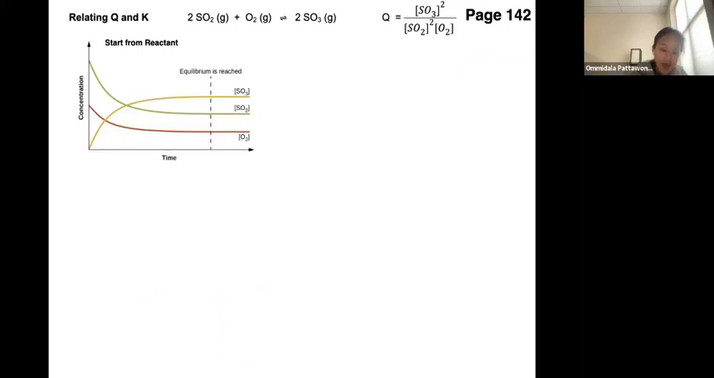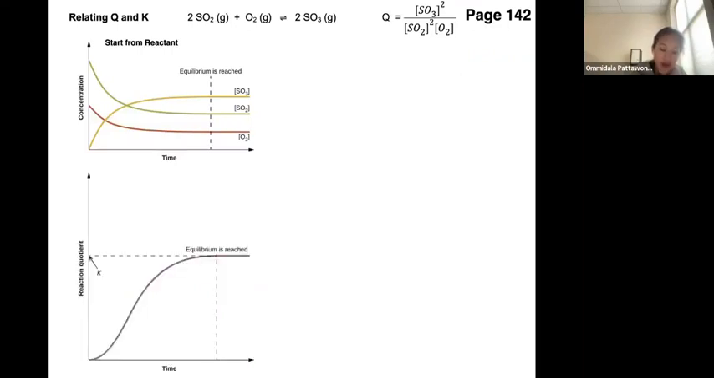Now I'm going to tie this graph back into the Q and K value. The graph we are going to take a look at next is the reaction quotient, which comes from this expression here, plotted against time. So let's take a look at this together. At time zero, we have zero concentration of the product. This product right here has zero concentration. Zero divided by anything is equal to zero, so the graph is going to start at 0, because Q at this point is equal to 0 since we have no product.